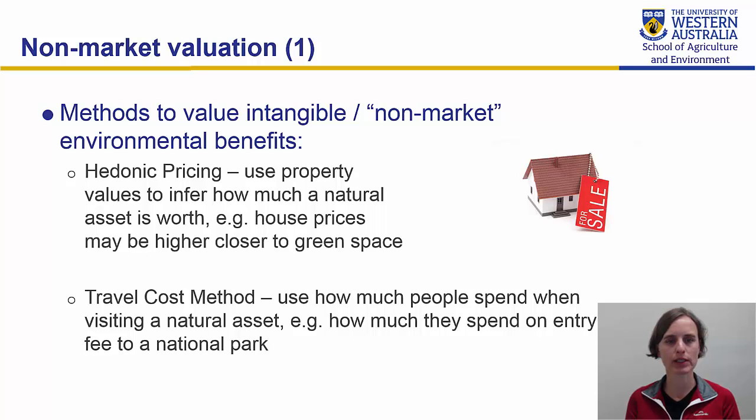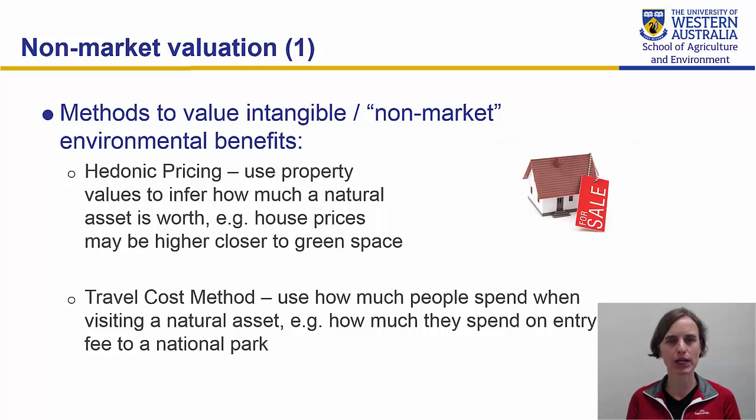So the first one is what we call a revealed preference approach. And revealed preferences are preferences that are revealed by the actions people take. Hedonic pricing is a method where we use statistics to estimate how much more people would be willing to pay for property that has an environmental benefit.